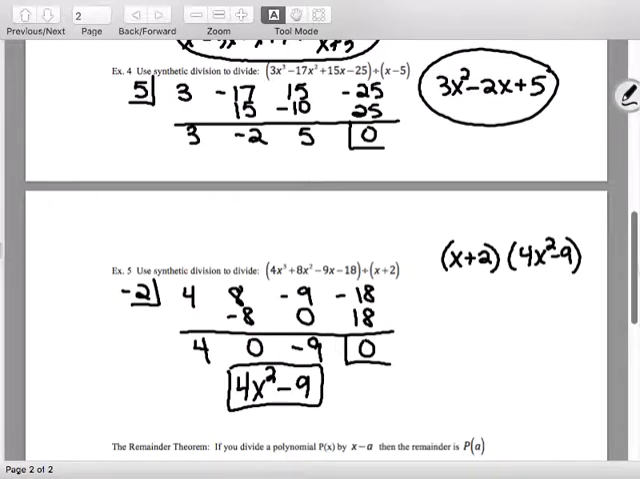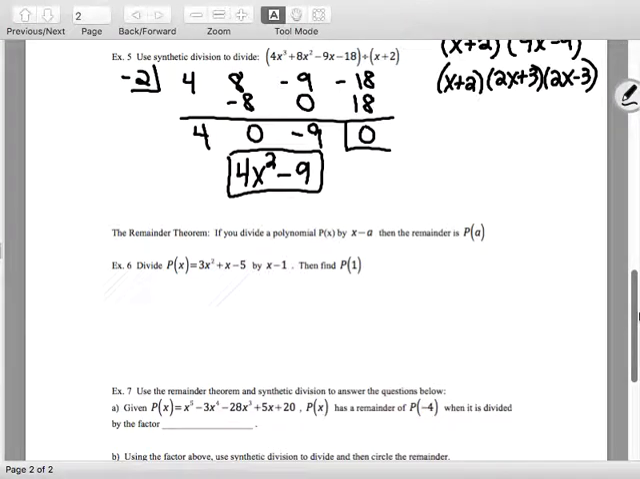Do we know how to factor 4x squared minus 9? Yes, it's a difference of 2 squares. So if I wanted to factor it, I could completely factor. This is just if you wanted to, okay? So it's kind of a neat feature of something you can do.